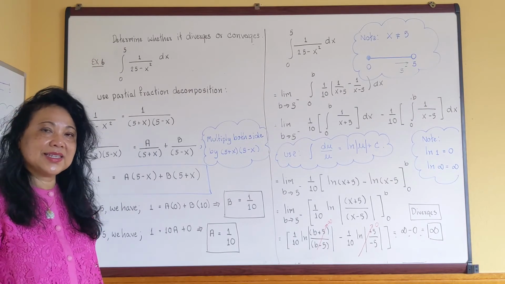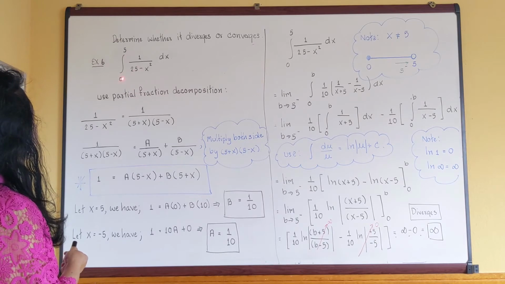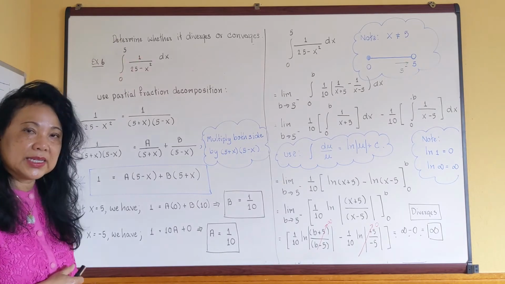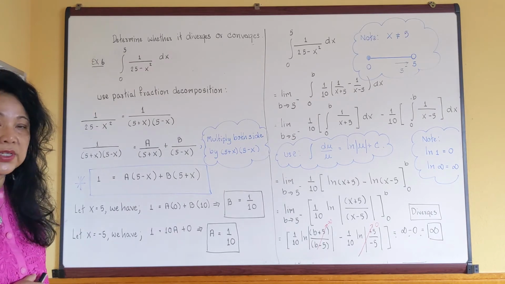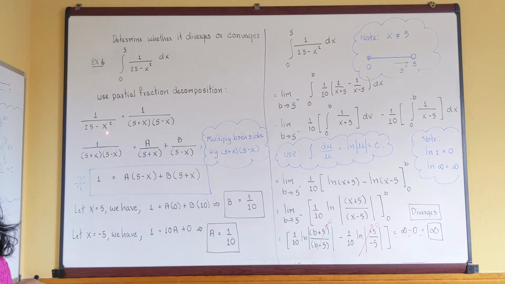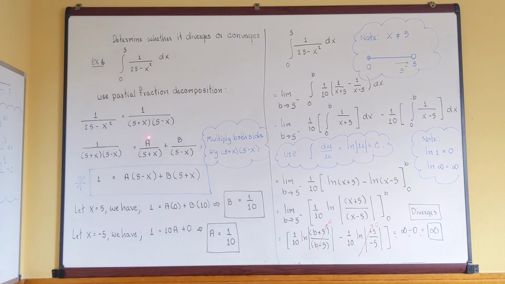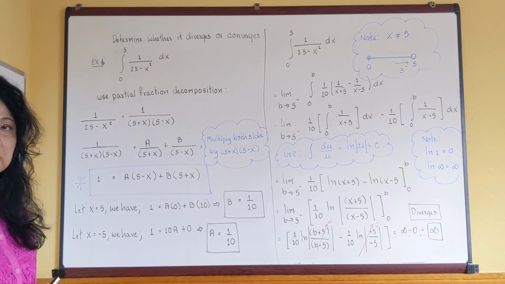Let's look at the next example. I have an integral from 0 to 5 of 1 over 25 minus x squared dx. This one I'm going to use partial fraction decomposition. I factor the denominator, because it's distinct linear factors. So I'm going to have a over 5 plus x plus b over 5 minus x. Next I'm going to get rid of the denominator.